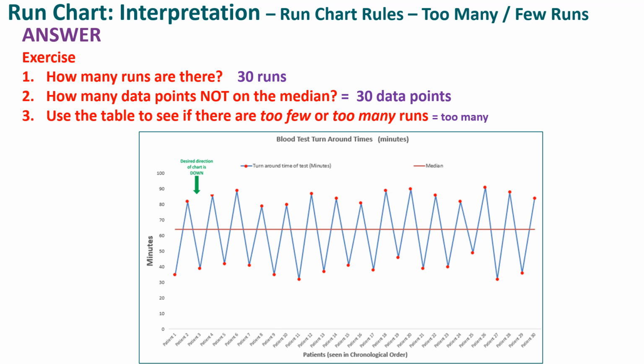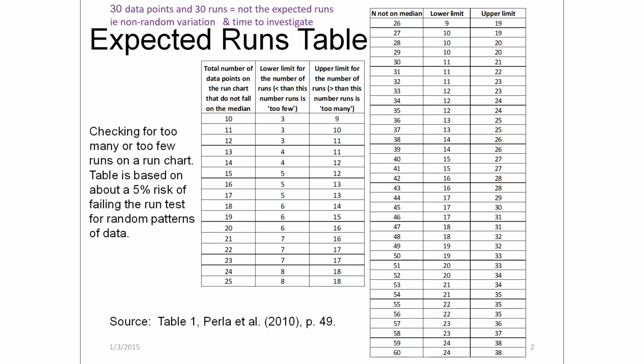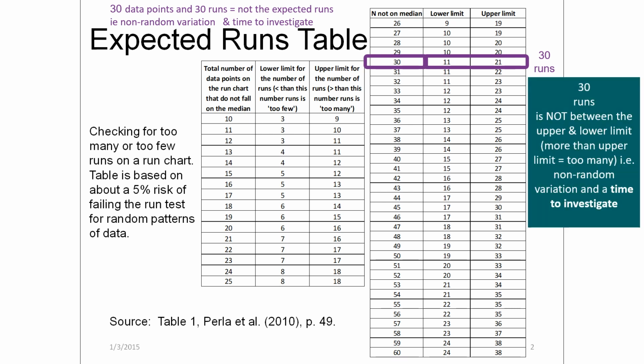So when you use the expected runs table in this particular exercise, we go to the row where there are 30 data points not on the median line. We look at the lower limit and the upper limit. We had 30 runs in this particular chart, and that falls outside the upper limit. So 30 runs is not between the upper and lower limit, it's above the upper limit, therefore it is too many runs. In other words, it's a non-random variation and a time to investigate.